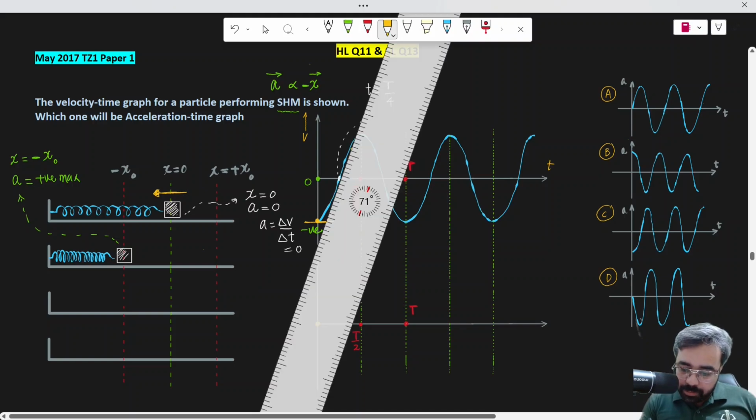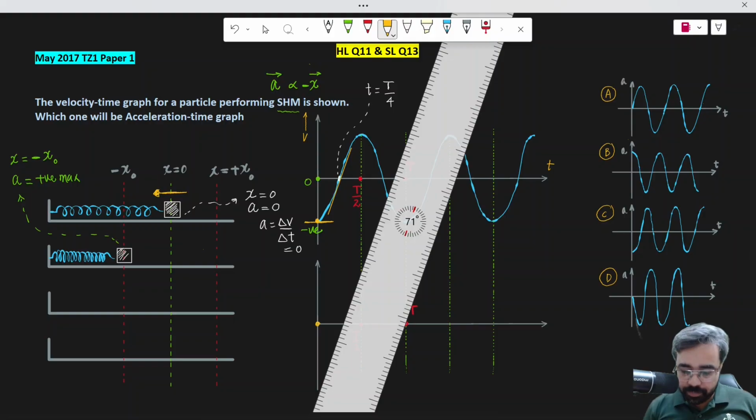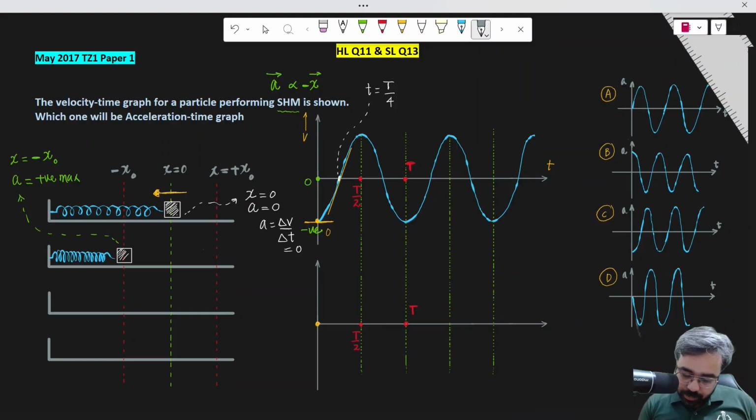I will show you that this is the tangent line, and this tangent line has a maximum slope or gradient, which means the acceleration has been increasing from 0 to the maximum positive value. I will exactly show you here. This is the acceleration time graph, and right at that point, you can see the acceleration is going like this.